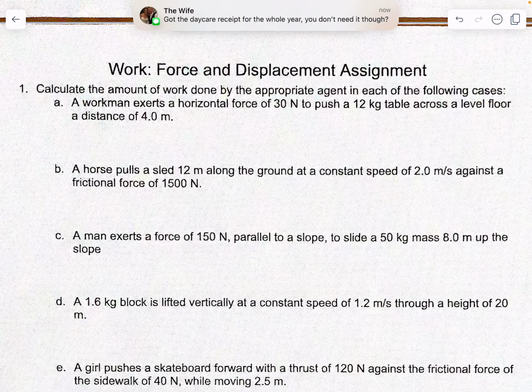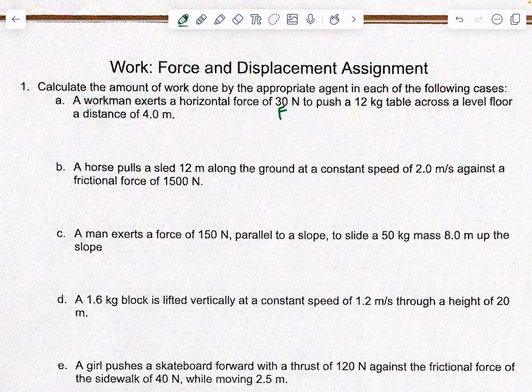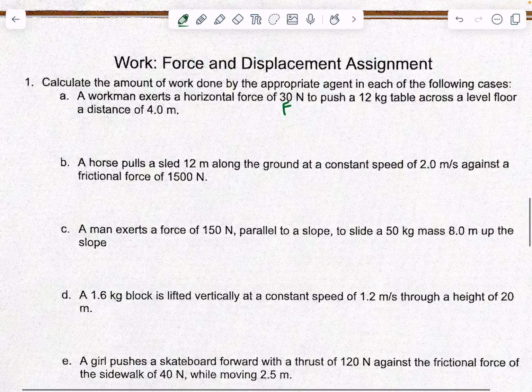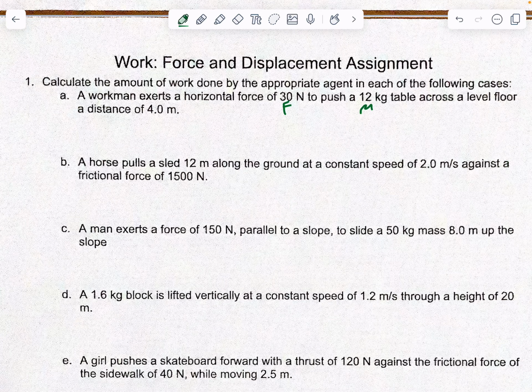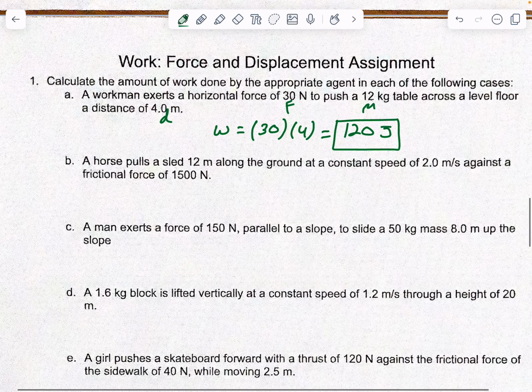So calculate the amount of work done by the appropriate agent in each of the following cases. A workman exerts a horizontal force of 30 newtons to push a 12 kilogram table across a flat floor. So we have a mass, okay, a distance of 4 meters. So there's your distance. So since I'm not lifting this table up, mass really doesn't even matter. Okay, if I was, then mass would definitely matter because now gravity is going to affect it. So in this case, I have a force, I have a distance. So work equals force times distance. So all you got to do is 30 times 4, and you get 120 joules of work. So that one's pretty simple, nothing too crazy there.